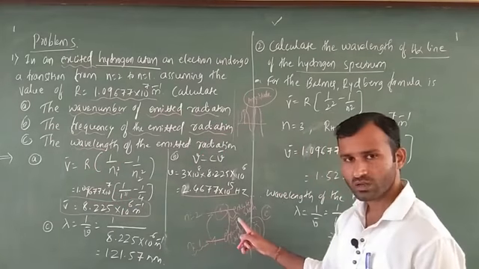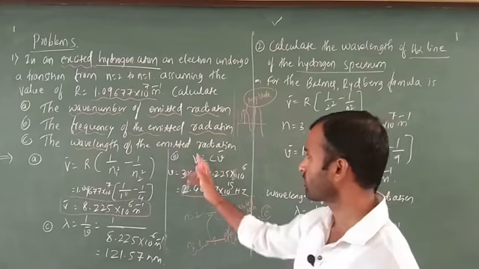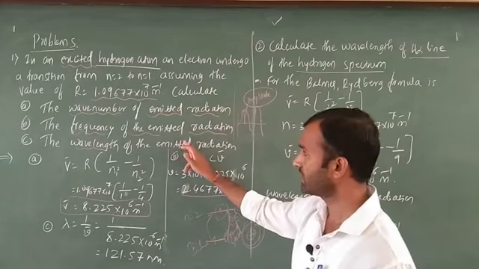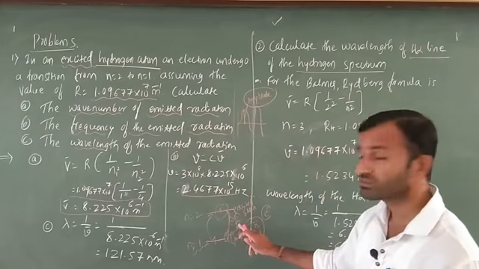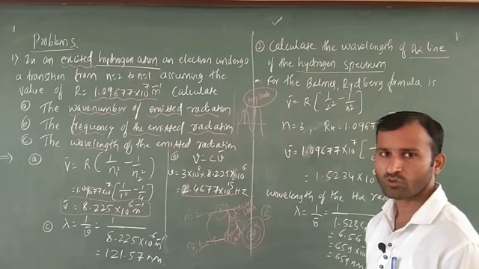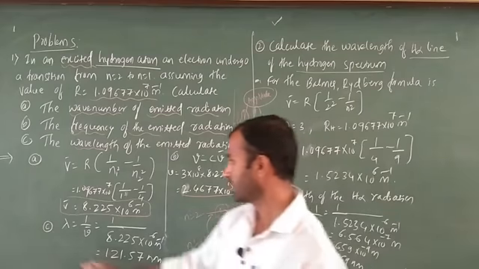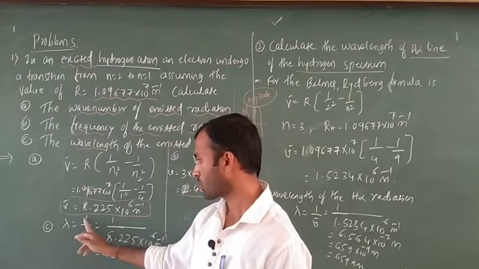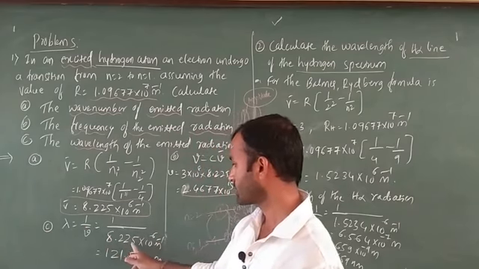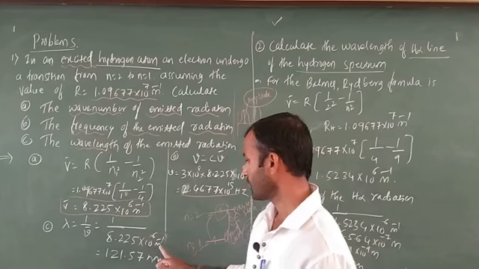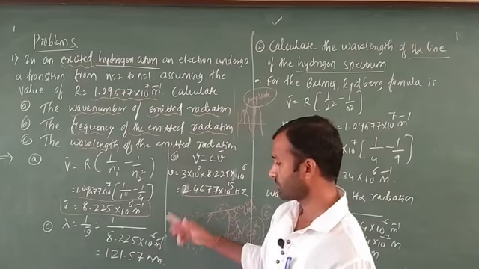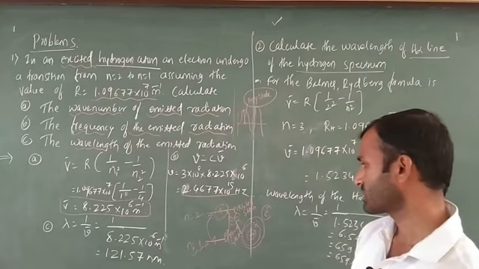They are also asking for the wavelength of the emitted radiation. In all the cases, just see emitted. This is asking how much wavelength is possible for the emitted radiation. Just see, lambda equals 1 by nu bar. What is the nu bar? Here it is 1 divided by 8.225 into 10 to the power of 6 per meter, and the per meter goes off to give meter.